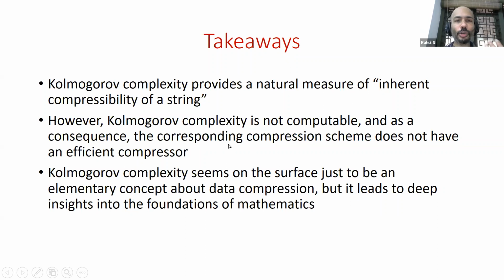So I'd like to provide a short list of takeaways. Takeaway one: Kolmogorov complexity is a very natural measure of the inherent compressibility of a string, and it has this near automaticity property, which makes it very appealing. However, it's not computable. As a consequence, the corresponding compression scheme does not have an efficient compressor, or even a computable compressor. That's a drawback because ideally we'd like schemes which have compressors that are computable or efficient.